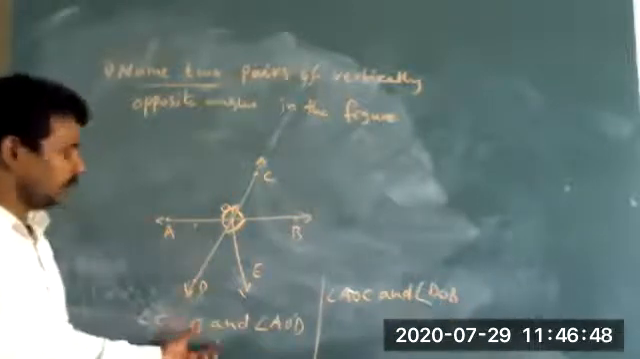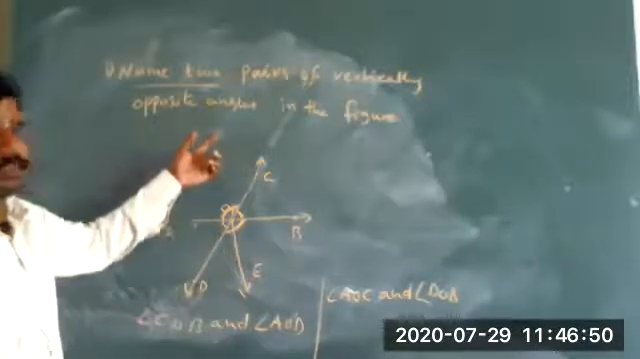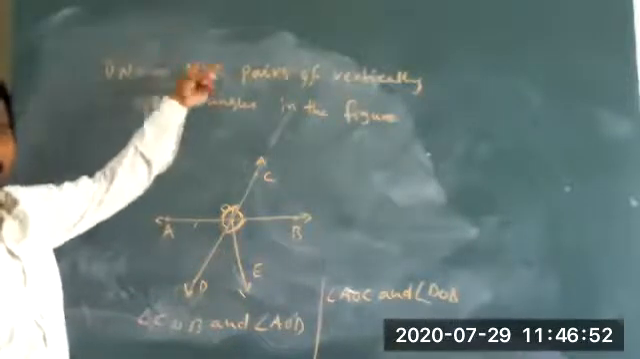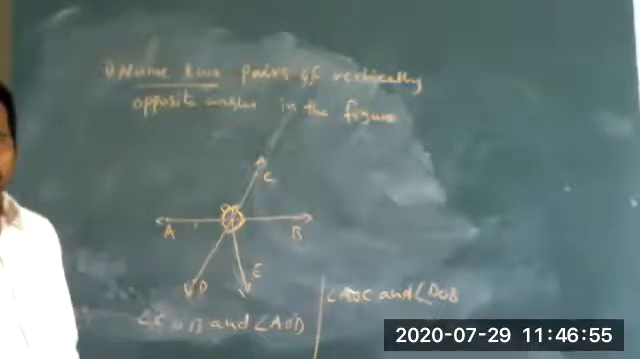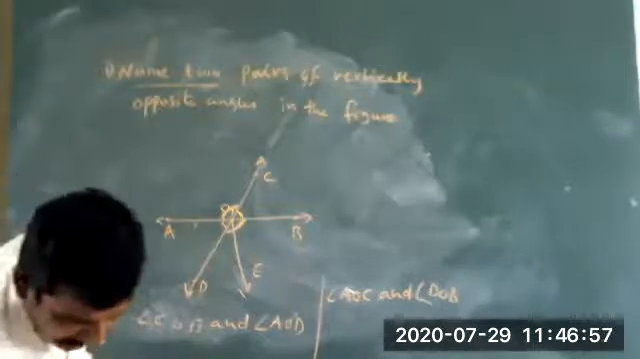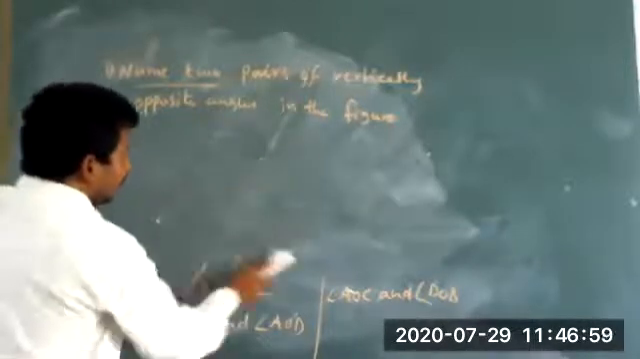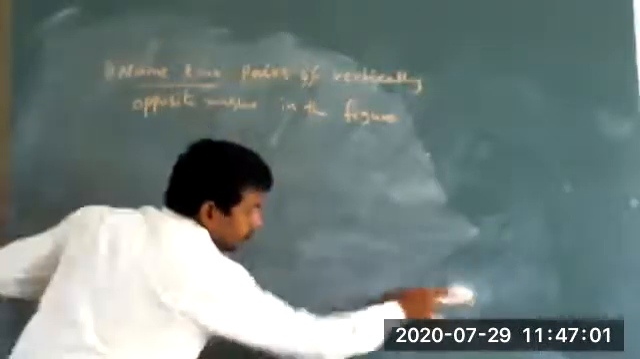How many pairs? One pair, two pairs. They are asking only two pairs in this problem. Name two pairs of vertically opposite angles in the given figure. Clear, children? Next, I am going to take the second problem in exercise 6.